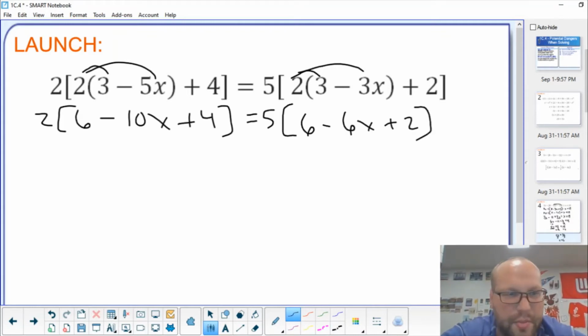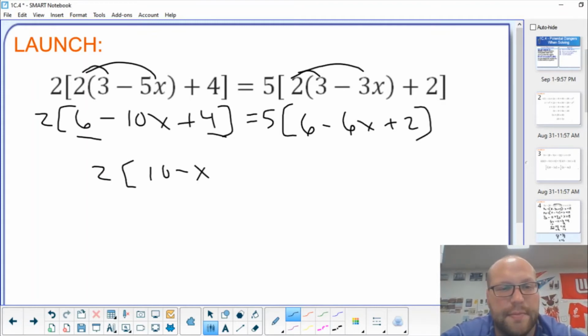Again, just simpler and simpler and simpler. Look for like terms. I'm going to combine this 6 with this 4 and make 10 minus 10x. Whoops.